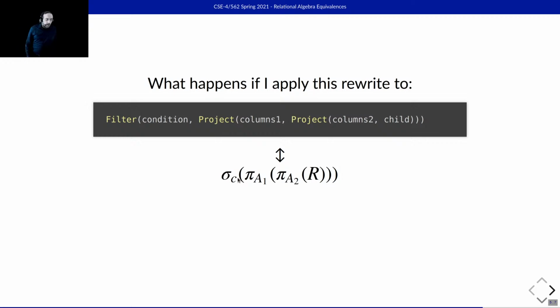So if I apply this particular rewrite to this tree here, a filter sitting on top of a project, sitting on top of another project, sitting on top of an arbitrary child, what's going to happen? If I call transform, what am I going to get as an output?